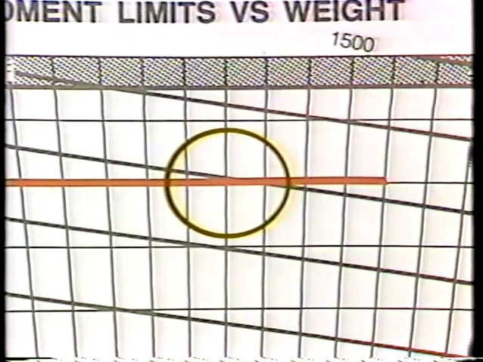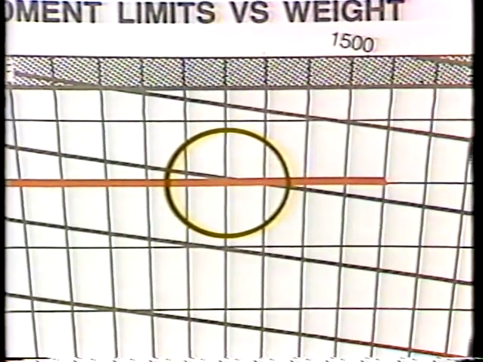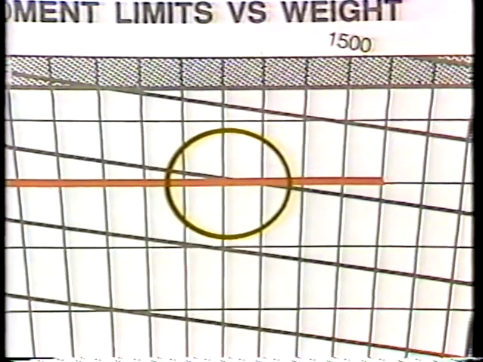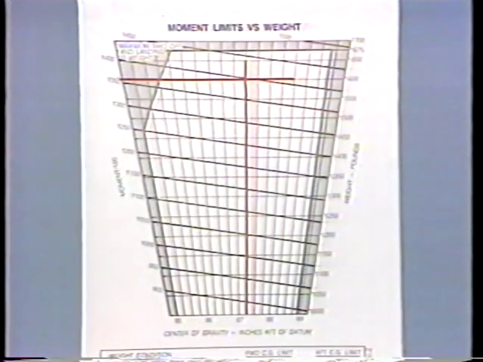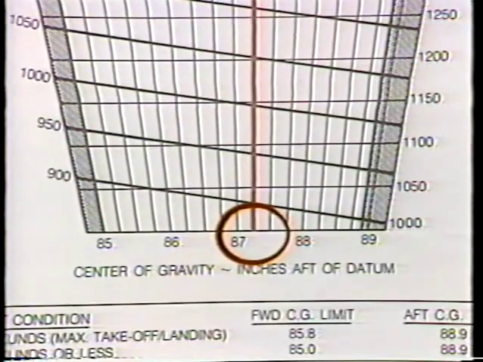It's very easy to see whether you're within the limits by using the center of gravity envelope graph. You can also use this graph to find the location of the center of gravity by proceeding vertically down from the intersection of the weight and moment lines. The center of gravity of the Skipper loaded this way is 87.6 inches aft of the datum.